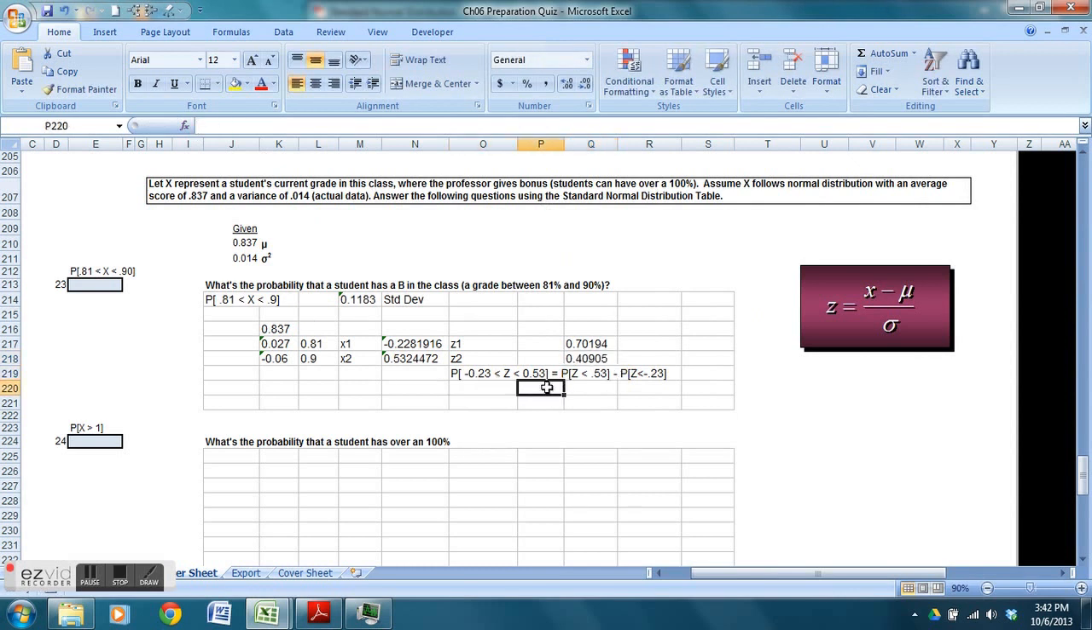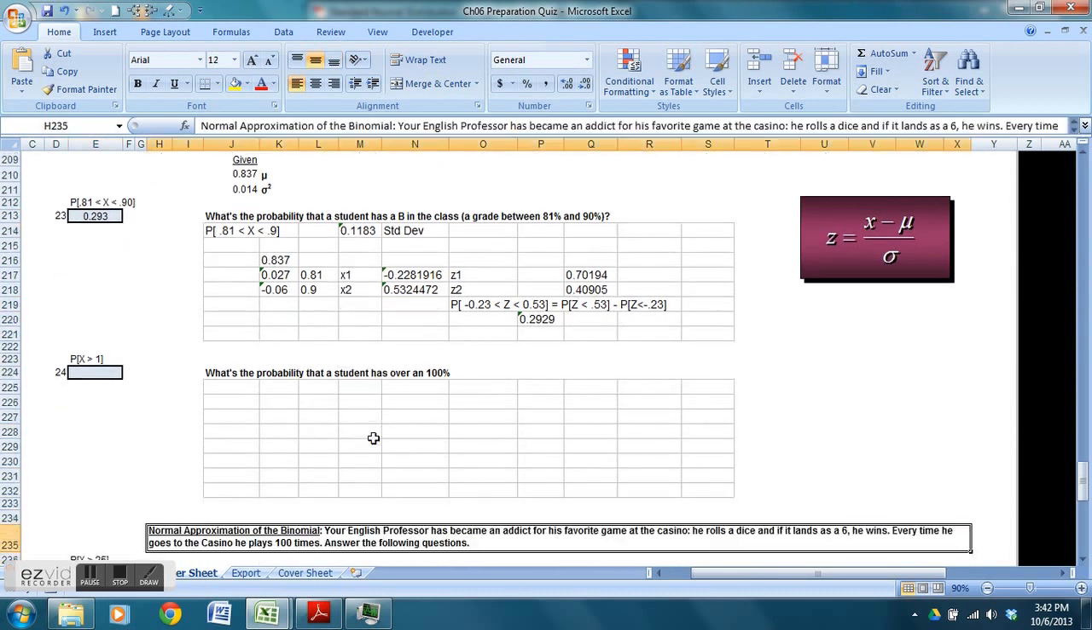So now we can calculate out this probability. Probability that z is less than 0.53 minus probability that z is less than negative 0.23. And that is our answer. So roughly a 29% chance that a student will have a B in the class.